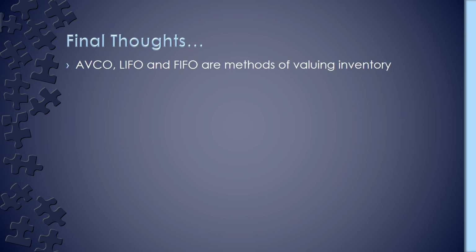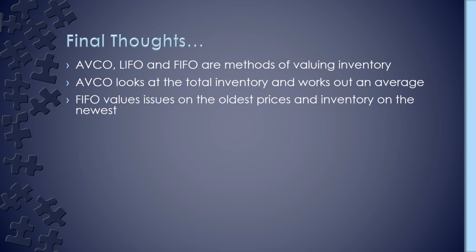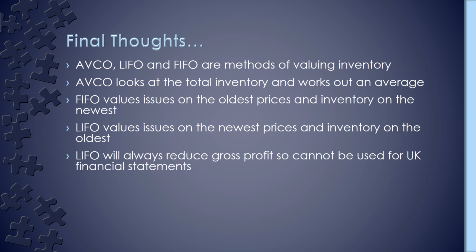Okay, so final thoughts then just for the last bit of this presentation. AVCO, Lifo and FIFO are the three methods of valuing inventory. AVCO looks at the total inventory and works out an average, so it's your total value divided by your total quantity to give you the price that you're going to issue at. FIFO values issues on the oldest prices. It's first in, first out. So it values issues on the oldest prices and inventory on the newest. But Lifo, last in, first out, values issues on the newest prices and inventory on the oldest. Lifo will always reduce your gross profit, so it cannot be used for UK financial statements.